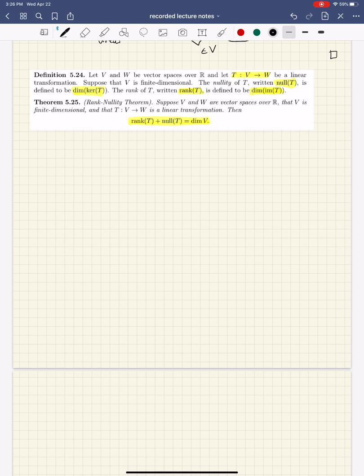So the idea is, if you start with your domain, there's a basis of the domain that splits up into parts, with some of it being in the kernel. You're going to start with choosing a basis for the kernel. And then we want to complete this to a basis of V. And then this should correspond to a basis of the image. So let's prove this.